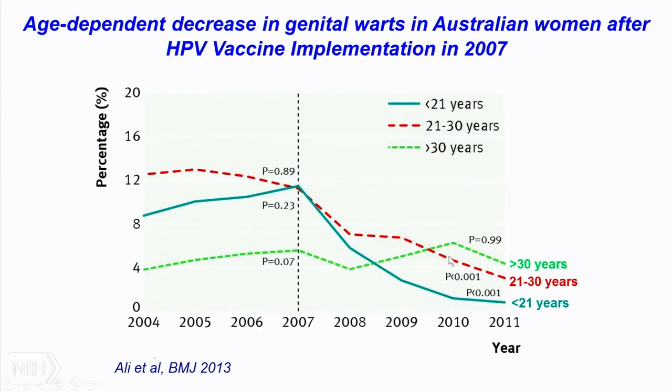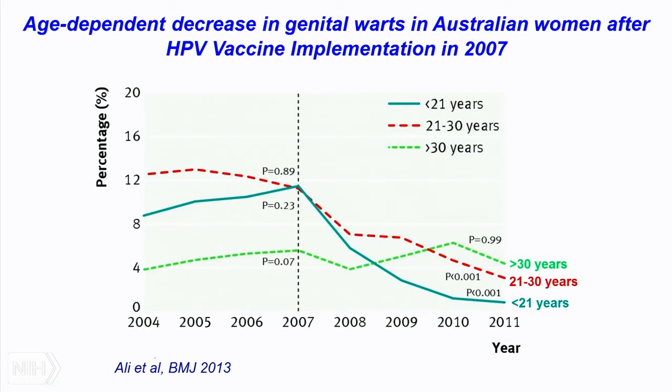If you look at the women over 30, which is the green interrupted line, there is no such change. And the women who are between 21 and 30, some of whom were vaccinated, but who also had prevalent infection going on, there was a decrease, but not as dramatic as the women who were under 21.